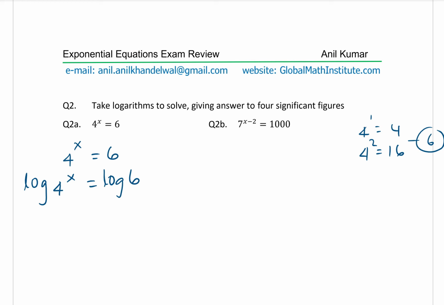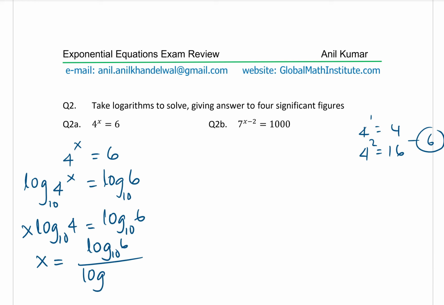So normally that 10 is not written, but I'm just writing it here as my first example in this particular video, just to remind you that we are working with the base 10. And now we'll use the power rule, which is x times log to the base 10 of 4 is equal to log to the base 10 of 6. And the value of x will be the ratio of log to the base 10 of 6 over log to the base 10 of 4. So this particular is your answer.